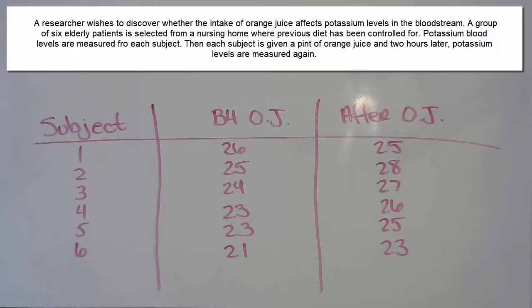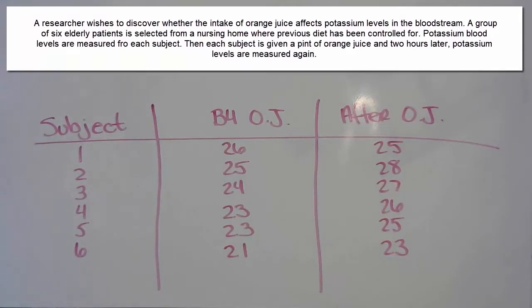Okay, let's get started. A researcher wishes to discover whether the intake of orange juice affects potassium levels in the bloodstream. A group of 12 elderly patients is selected from a nursing home where previous diet has been controlled for. Potassium blood levels are measured for each subject. Then each subject is given a pint of orange juice and 2 hours later potassium levels are again measured.